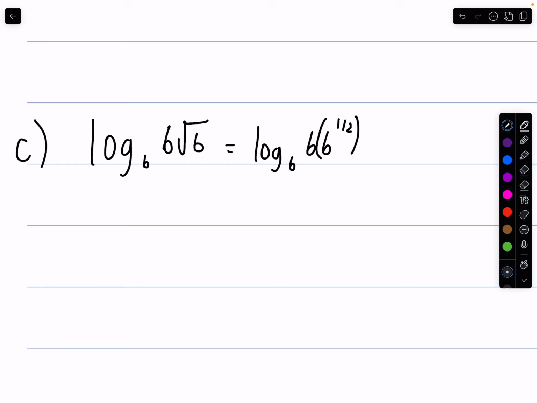Now, if I do this, 6 times 6 to the power of a half is just adding the exponents. So this becomes 6 to the 3 over 2. Then I simply drop this to the front, and all I'm left with is 3 over 2 log 6. Log 6 cancels because we know that's 1, so I'm just left with 3 over 2 as my answer.